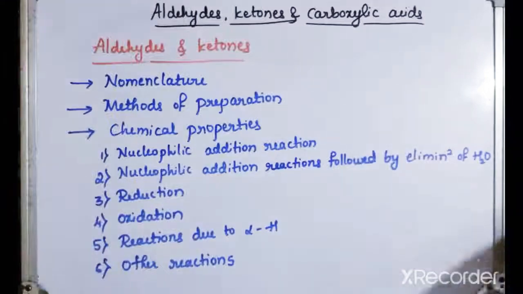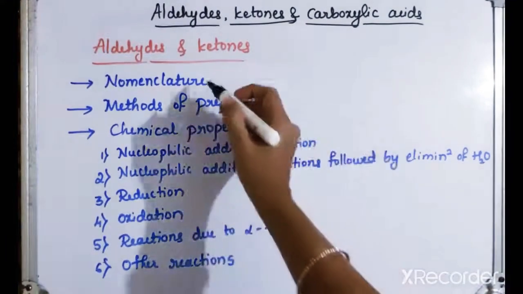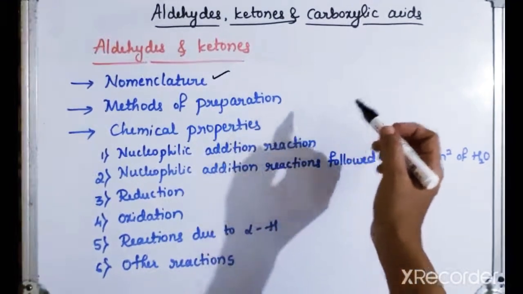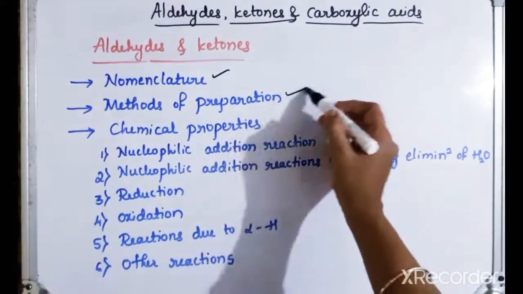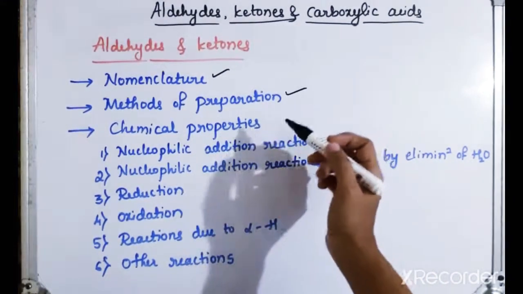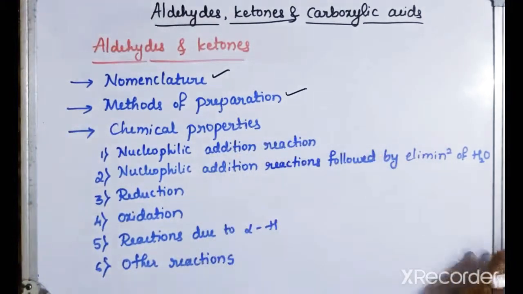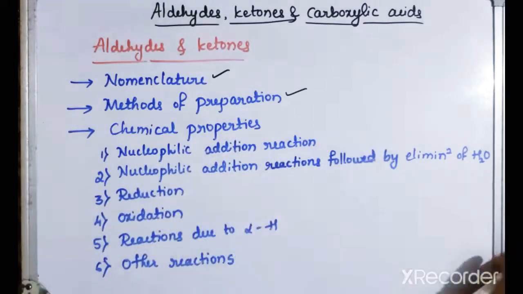Hello students, we'll continue the chapter Aldehydes, Ketones and Carboxylic acids. I was discussing aldehydes and ketones. In that we have already completed the nomenclature of aldehydes and ketones, common system and IUPAC system. Then the second one is methods of preparation. We have discussed the common methods of preparation of aldehydes and ketones and special methods of aldehydes and ketones. And in the last class we were dealing with the chemical properties of aldehydes and ketones.